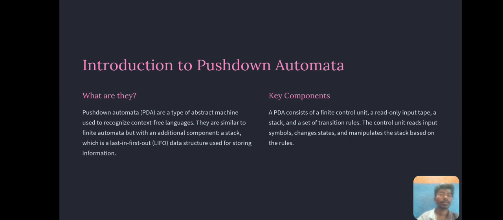The key components. A PDA consists of a finite control unit, a read-only input tape, a stack, and a set of transition rules. The control unit reads input symbols, changes the states, and manipulates the stack based on the rules.